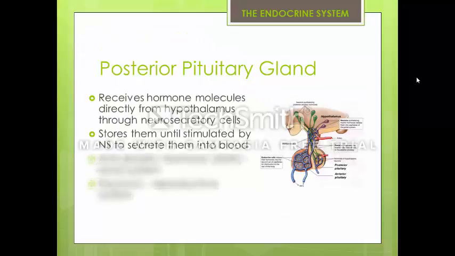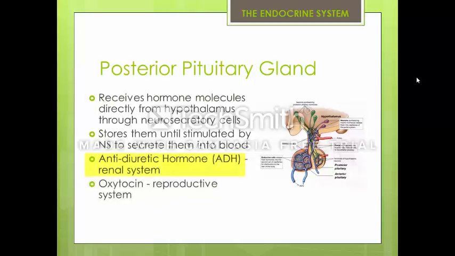The posterior pituitary gland receives hormone molecules directly from the hypothalamus through neurosecretory cells. It stores them until stimulated by the nervous system to secrete these into the blood. An example of this is ADH, antidiuretic hormone, which has an action on the renal system. Also oxytocin, which is involved in control of the reproductive system.